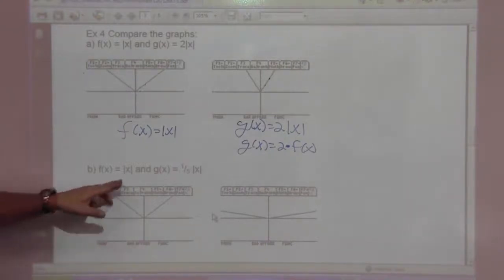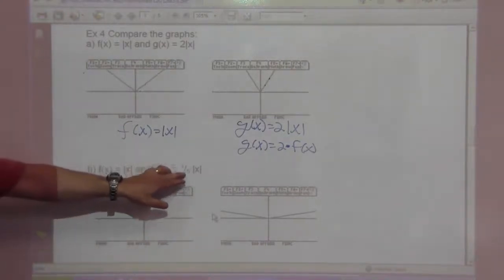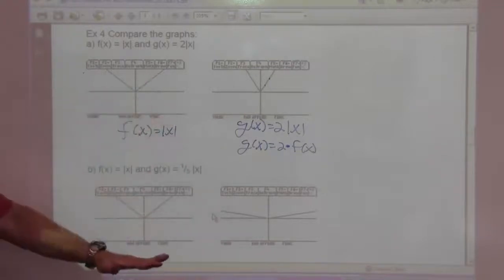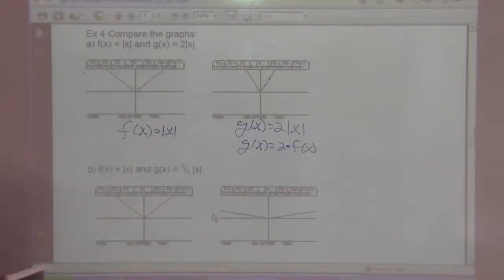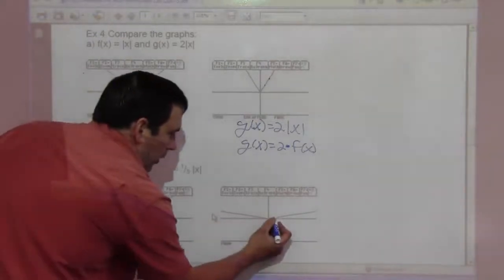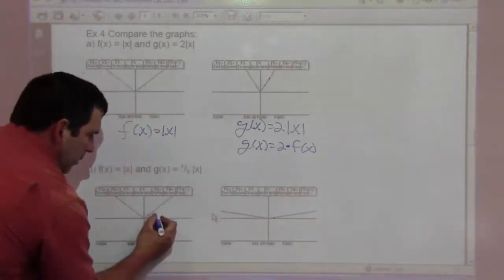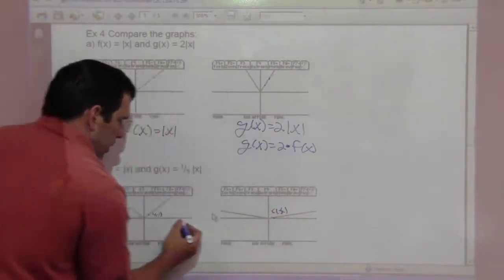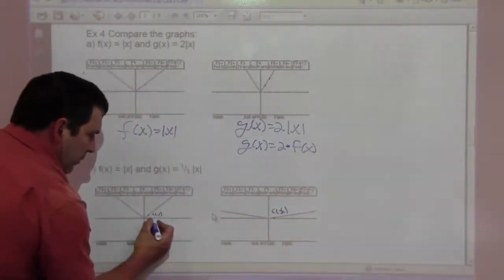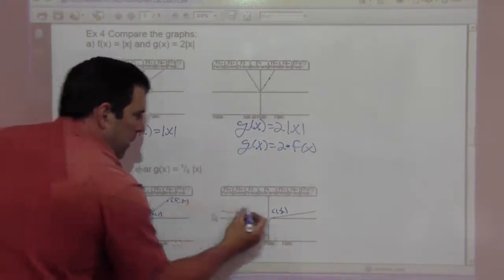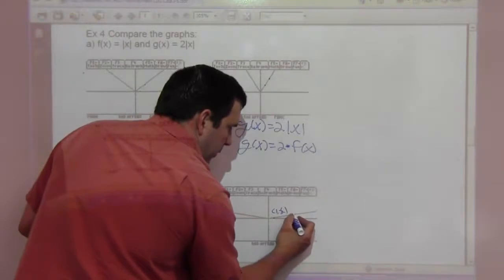Next one, f of x equals absolute value of x, g of x equals 1/5 times the absolute value of x. So here our a is between 0 and 1, non-inclusive, so it's going to compress it. If there's your original graph, for example, it went through 1, 1, here it goes through 1, 1/5. This one goes through 5, 5. This one's going to go through 5, 1.